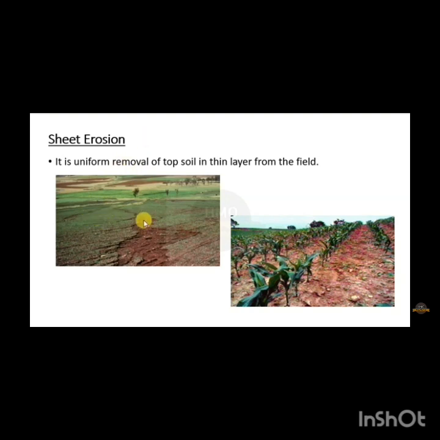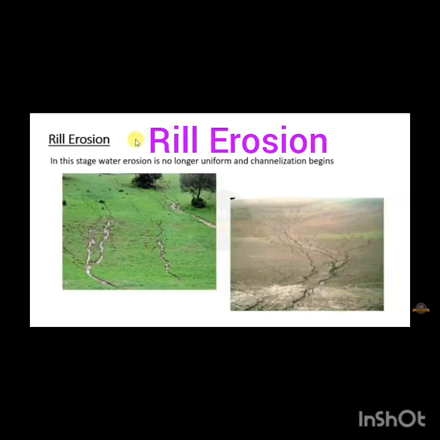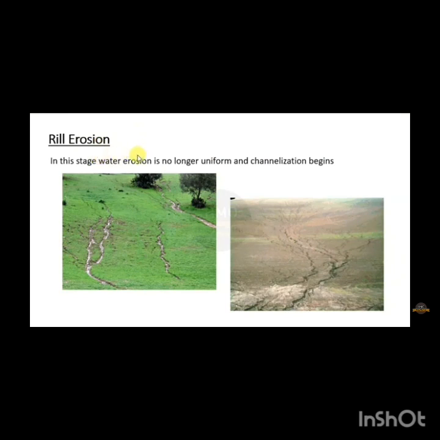So here you can see the picture, the first picture in this, the uniform loss of the soil, and in the second picture, if you see the surface of the soil, you will see the surface soil gets churned due to the rain splash. Then the rill erosion, and this is the second stage of water erosion. What happened in this stage? When there is continuous rainfall, there is no longer uniform removal of the soil and channelization begins. Here you can see the channels begin and it is more apparent than the sheet erosion.